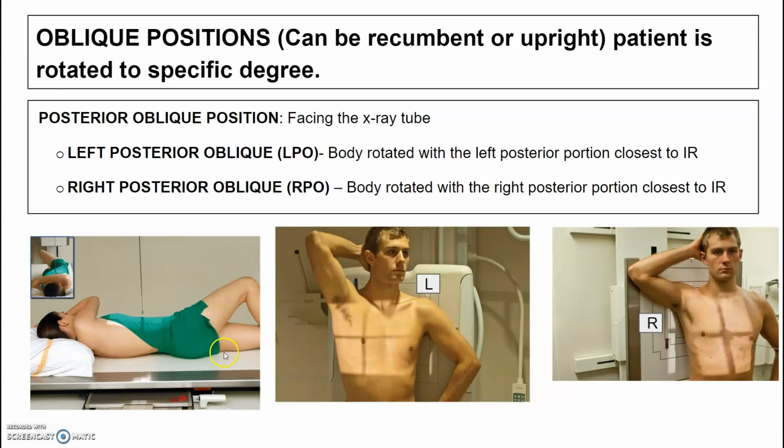She's lying down here. The left side is closer than the right because she's rolled up to a certain degree. So left posterior oblique. Again, his left posterior part of his body is closer than the right here. So this is an LPO. And over here, this image is an RPO because the right side, the right posterior, is closer.